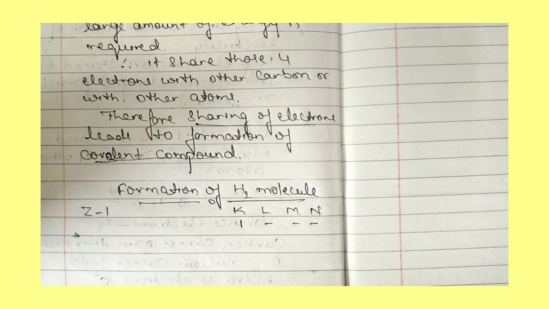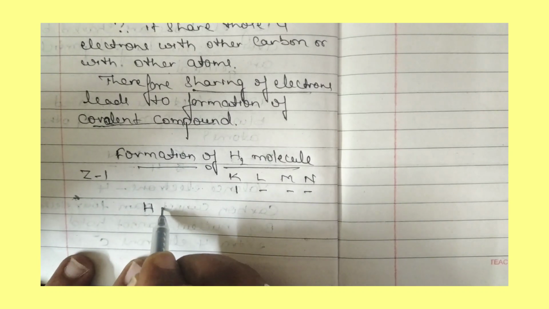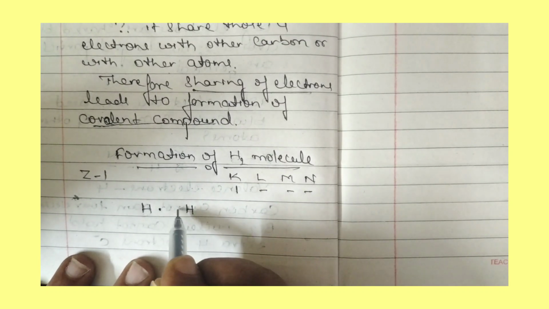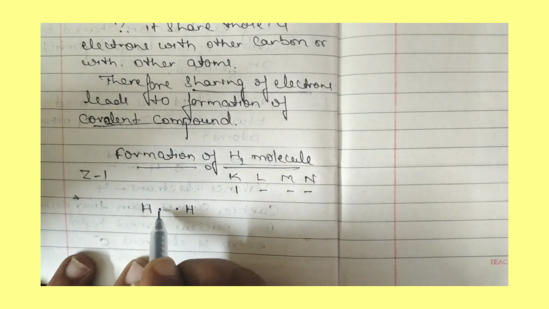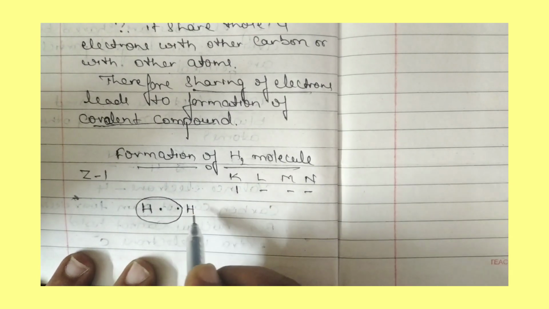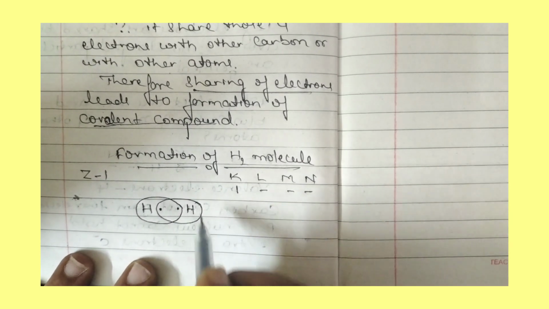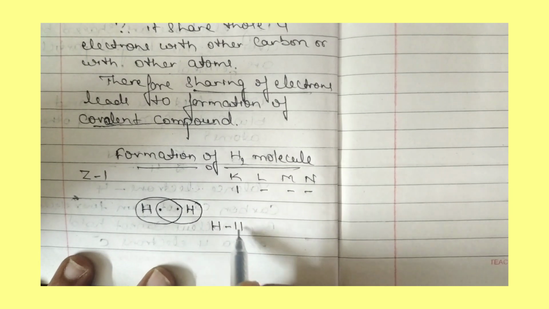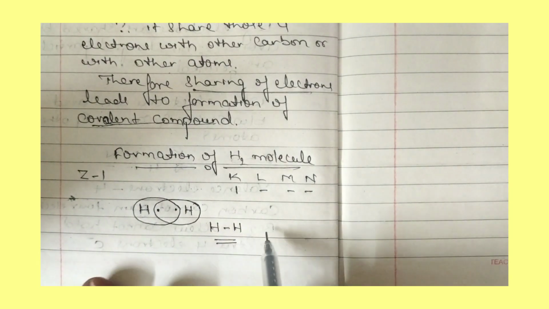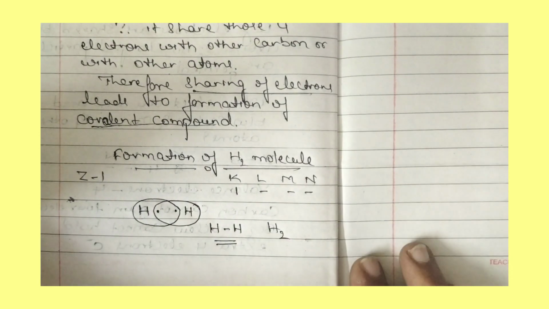So 2 hydrogen atoms share their electrons to become a hydrogen molecule. So let us write it like this. One hydrogen atom has one electron, and this hydrogen also has one electron. Each shares its electron with the other. It forms H single bond H. So like this it forms the H2 molecule, that is hydrogen. This is the formation of hydrogen molecule.